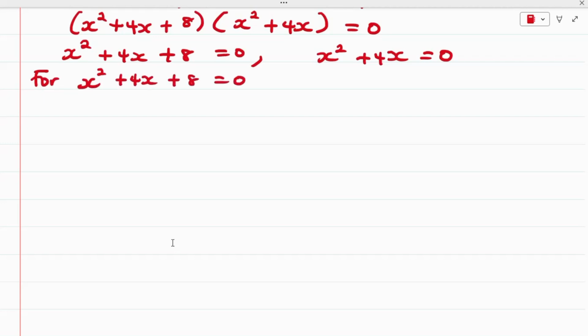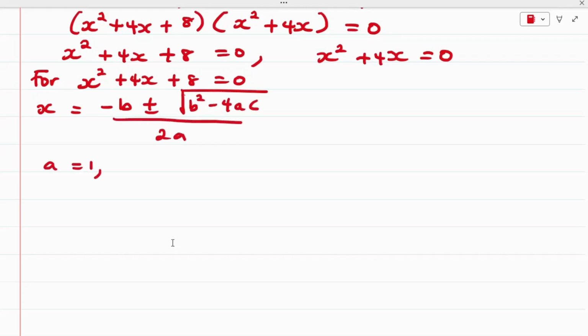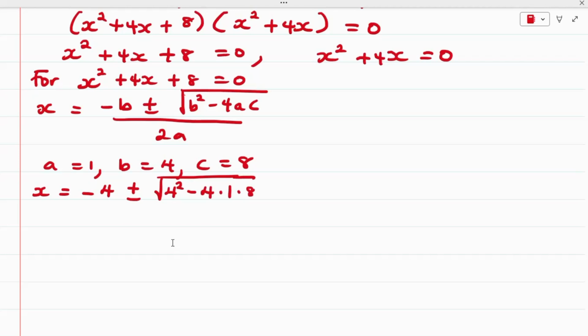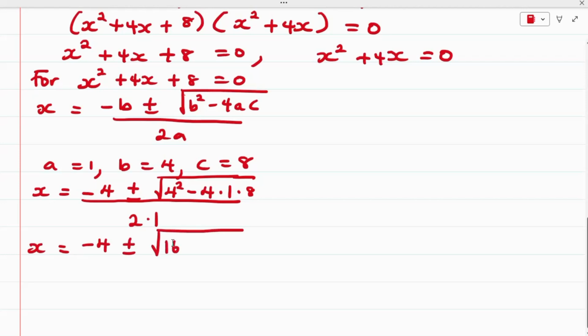So we're going to say solving for x squared plus 4x plus 8 equals 0. We want to simply apply the quadratic formula that says x is equal to minus b plus or minus the square root of b squared minus 4ac, divided by 2a, where we have a equals 1, b equals 4, and c equals 8. So we have that x is equal to minus 4 plus or minus the square root of 4 squared minus 4 multiplied by 1 multiplied by 8, divided by 2 multiplied by 1. So x is equal to minus 4 plus or minus the square root of 4 squared is 16 minus 4 multiplied by 1 multiplied by 8 is going to give us 32, divided by 2 multiplied by 1 is 2.